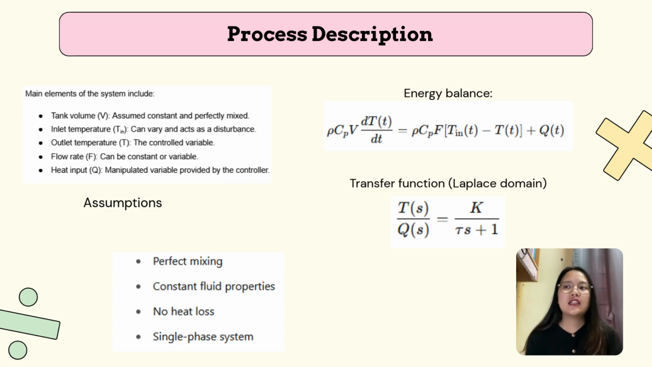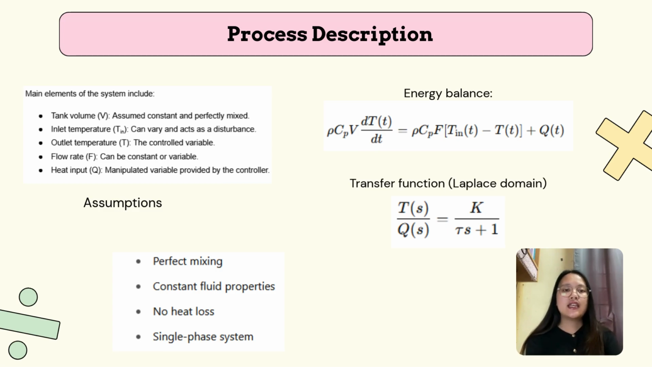A fluid enters the tank at a certain inlet temperature, which can vary depending on process conditions. The fluid is continuously stirred and heated inside the tank using a heat source such as an electric coil or steam jacket, and exits at the outlet temperature, which is the control variable. The main variables in this system are tank volume, inlet temperature, outlet temperature, flow rate, and heat input. Several assumptions are made: perfect mixing, constant fluid properties, no heat losses, and a single phase system.